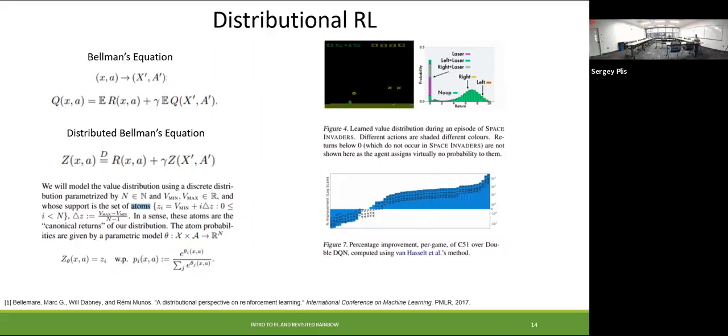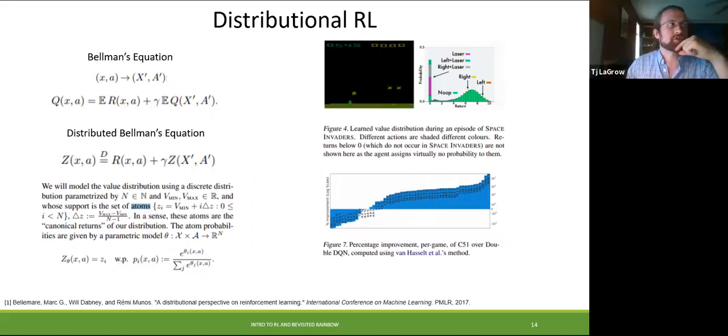So they're introducing some notion of atoms. And atoms is also just another cheeky term that they're using for nomenclature, in my mind. It's just a distributional return of what potentially the action could be after that given episode.